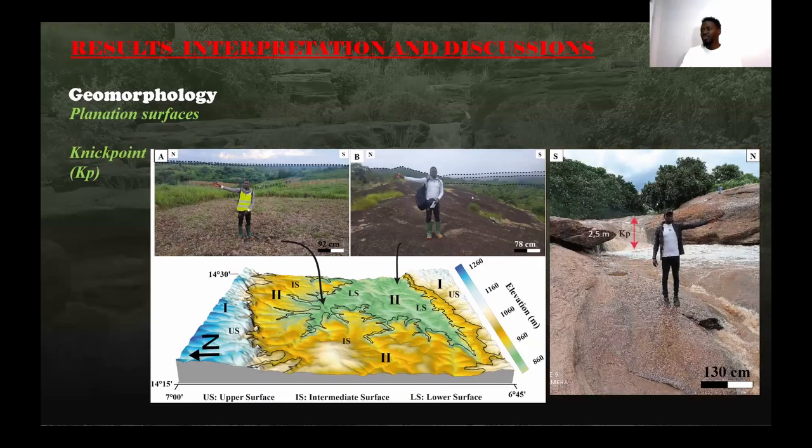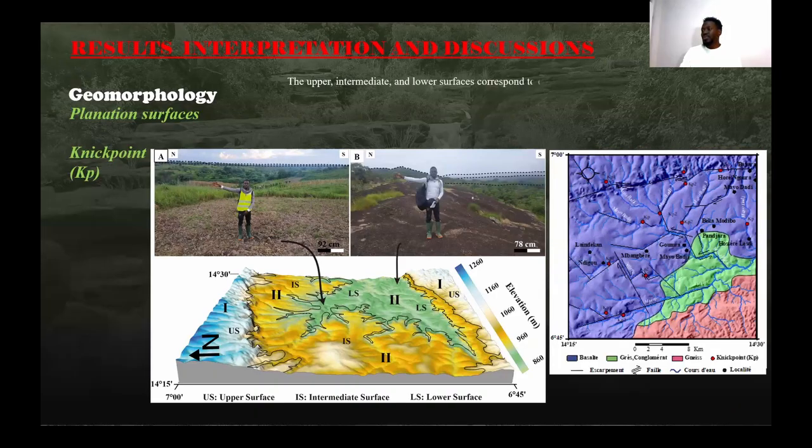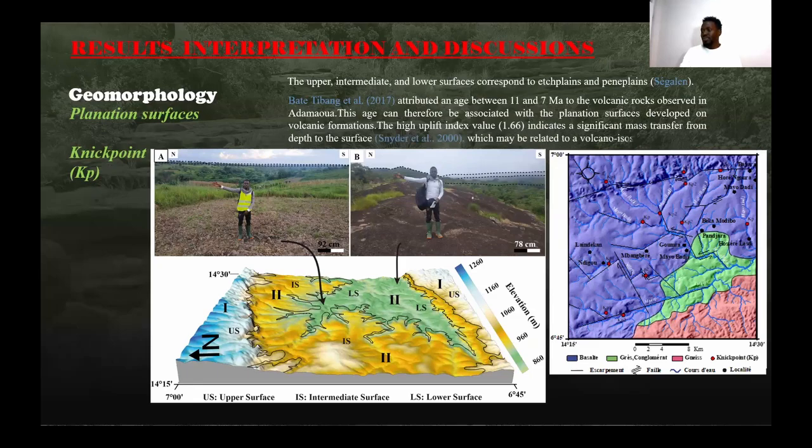Among the 12 knickpoints represented in red on the geological map here, 7 of them were convexo-concave, clearly reflecting the tectonic influence of the zone. According to some authors, the upper, intermediate, and lower surfaces correspond to etchplane and peneplane, and the volcanic rock observed in Adamawa has an age between 11 and 7 million years. The age can therefore be associated with the planation surface developed on volcanic formation.